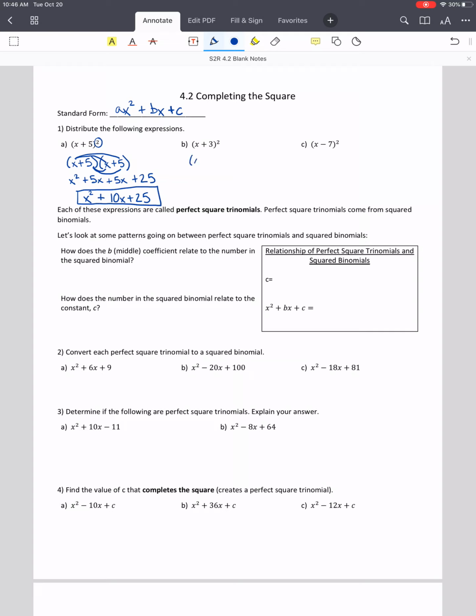We're going to do the same thing for b and c, remembering that I'm writing it twice because to be squared means to multiply it by itself. And we're going to do it one more time for good measure. Remember, x minus 7 is being squared, so I'm going to multiply it times itself. Now we distribute.